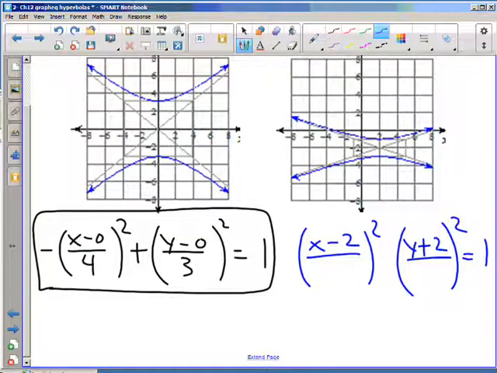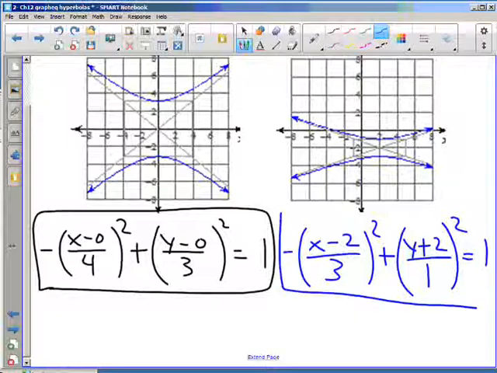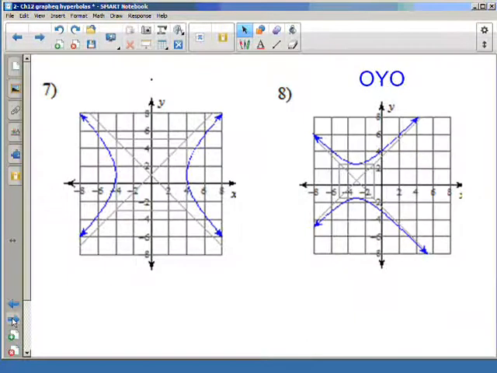The slope looks like up 1 over 3. So the over is the horizontal, the up is the vertical. And then the branches opening up and down means the x is negative, the y is positive. There's our equation. And now we have another graph here.